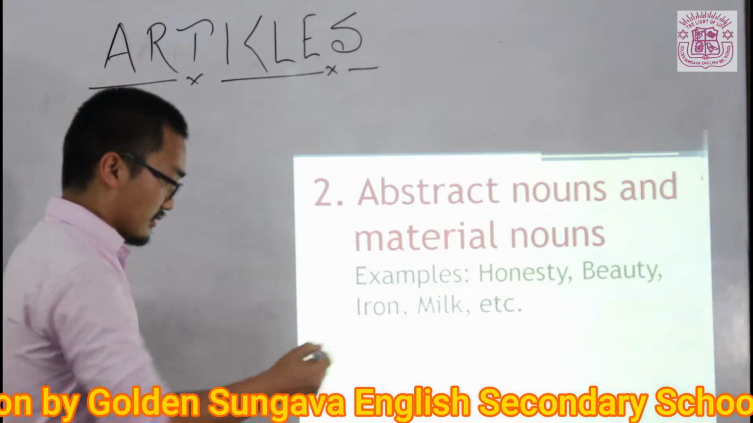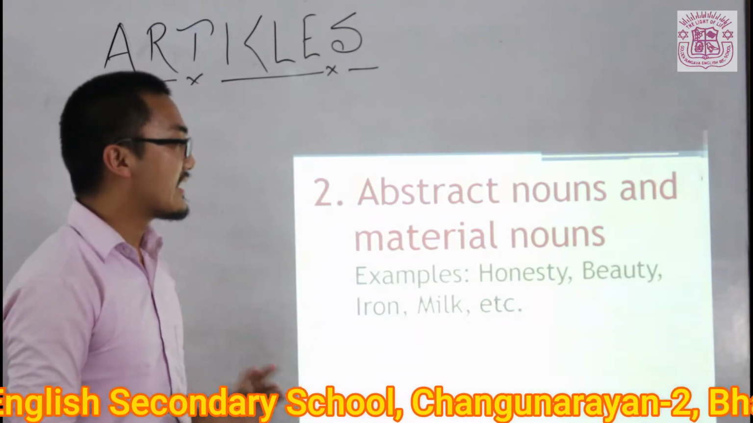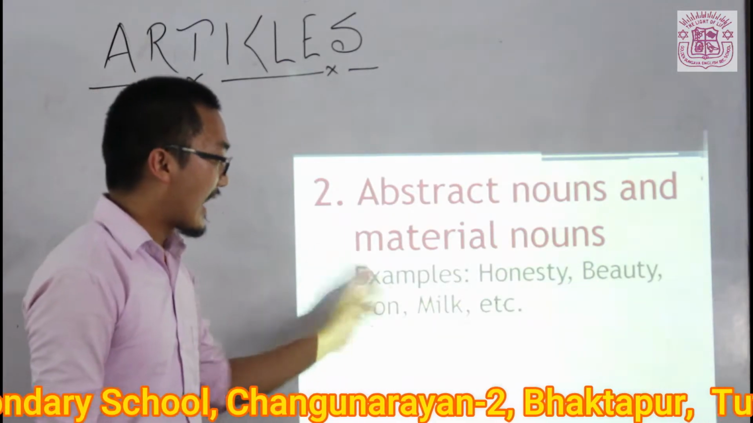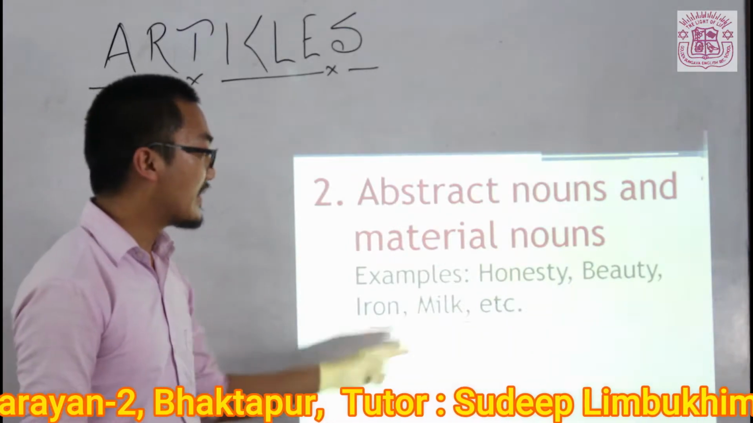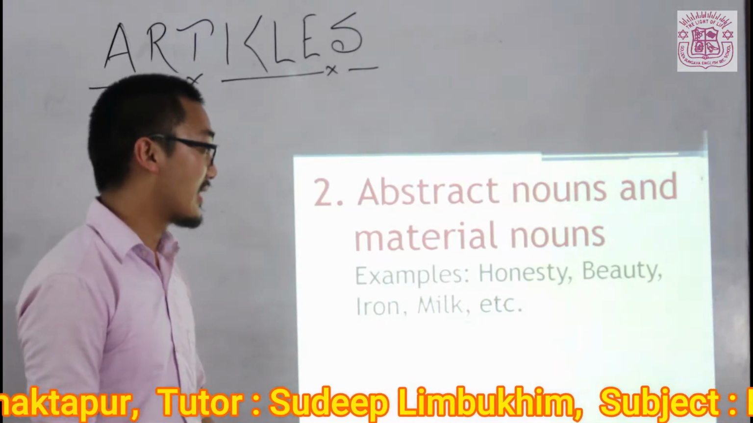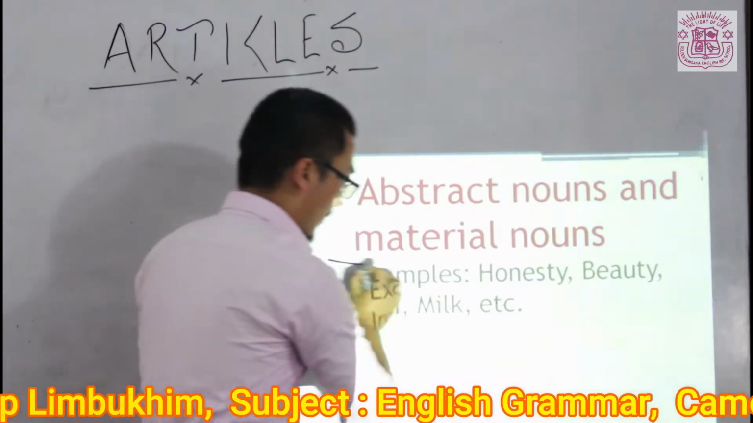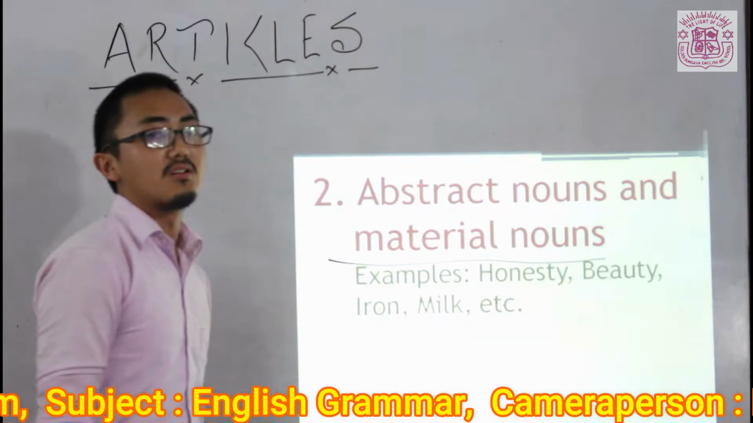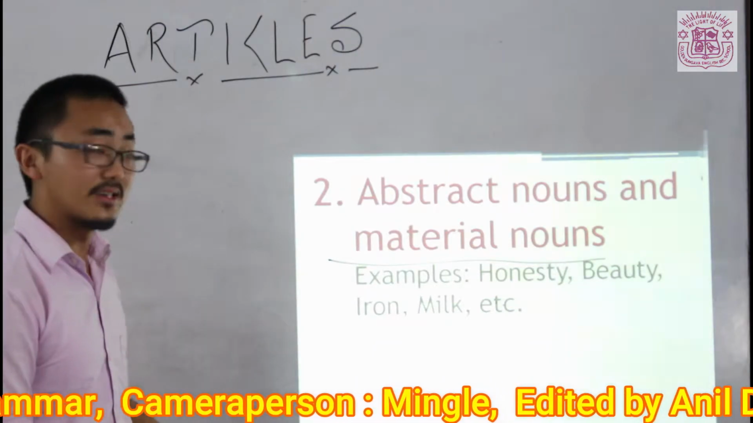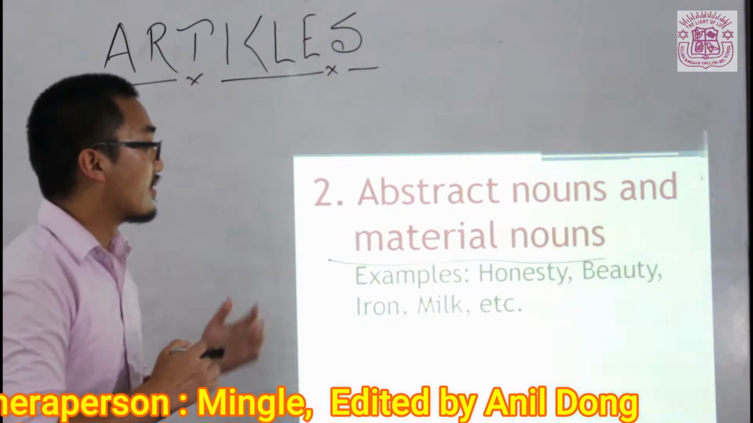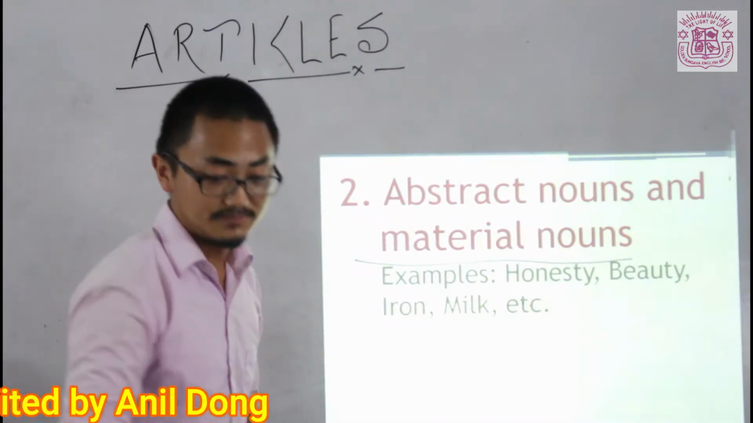Similarly, in material nouns also we don't use any kind of articles. For example, I buy milk in the shop. You cannot say I buy the milk in the shop, or I buy a milk in the shop, because in front of material nouns we don't use any kind of article. So this is case number 2 for not using articles. I think you have learned two conditions up to now. So now let's move forward again.